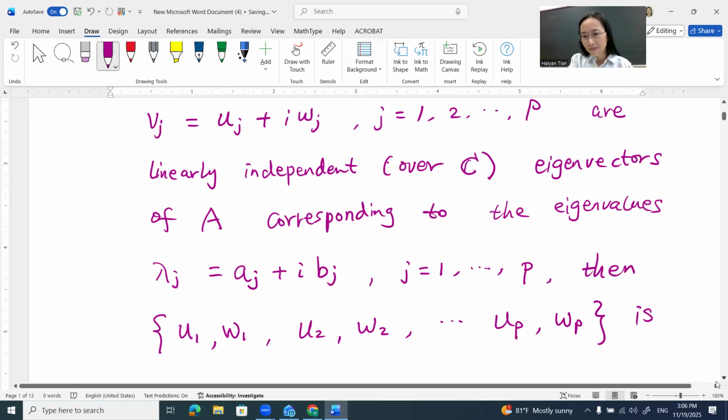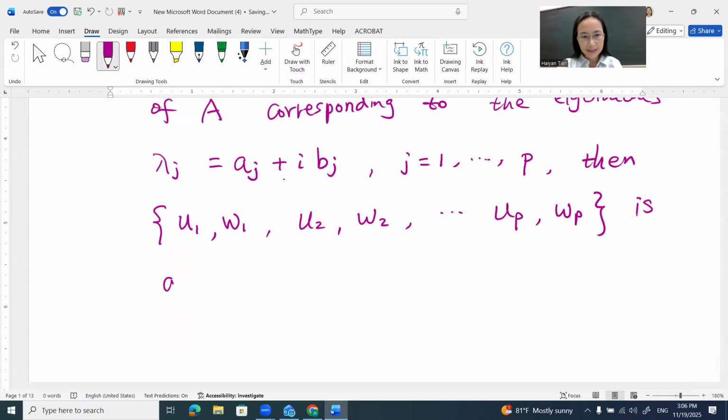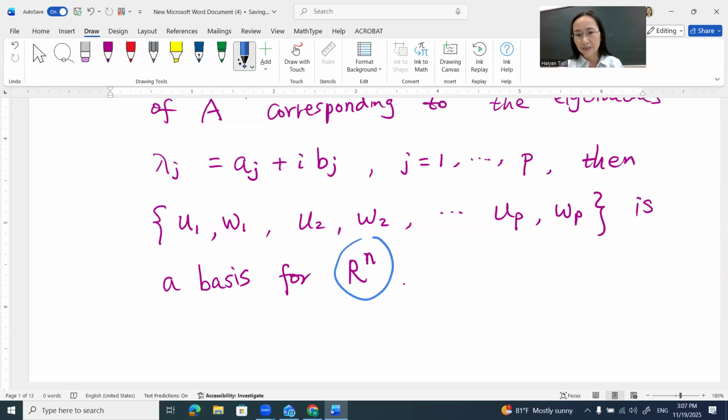But in this theorem, we'll list the result. This is a basis for Rn. That means for this 2p, n is 2p, remember? So our n is twice p. So actually, you do see that we get 2p independent vectors, and they are real valued vectors, and they can be a basis for the space Rn.